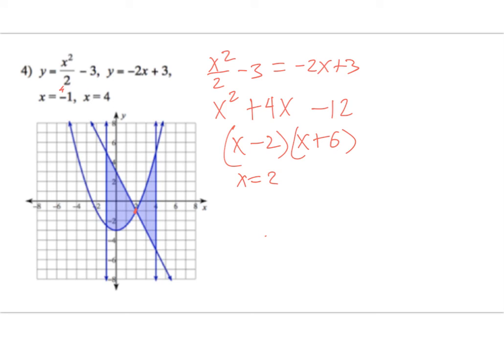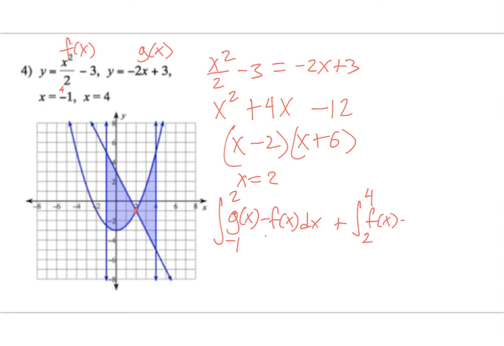So for our setup, let's call our parabola f of x and our line g of x. We're going to go from -1 to 2. And for that one, the line is on top. So g of x minus f of x dx. And then to that, we're going to add the other integral going from 2 to 4, but switch these around, so we've got f of x minus g of x dx.